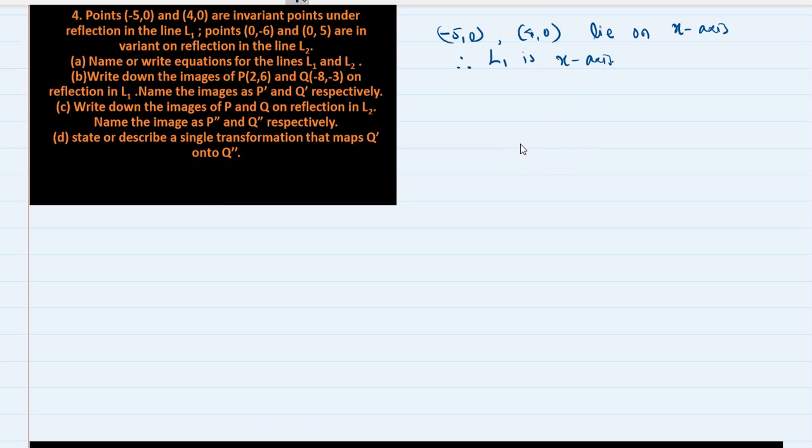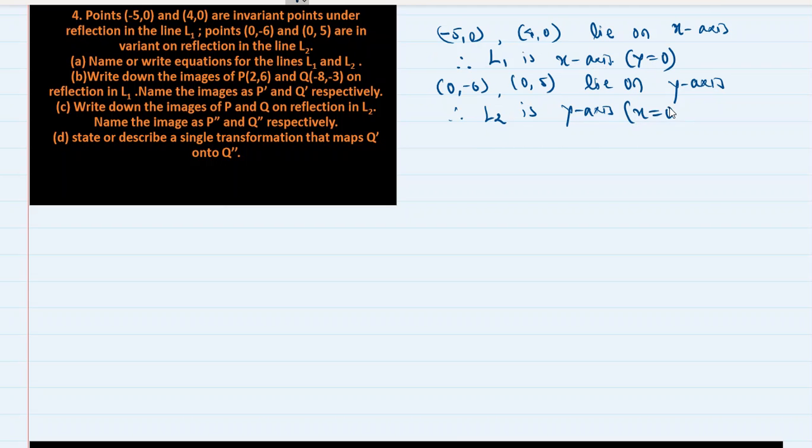Points 0, -6 and 0, 5 are invariant on reflection in line L2. Okay, 0, -6 and 0, 5 lie on the y-axis. Therefore, L2 is the y-axis. Only the points lying on the y-axis will remain invariant on reflection in the y-axis. Name or write the equations for lines L1 and L2. What is the equation of the x-axis? y is equal to 0. What is the equation of the y-axis? x is equal to 0. That's it.